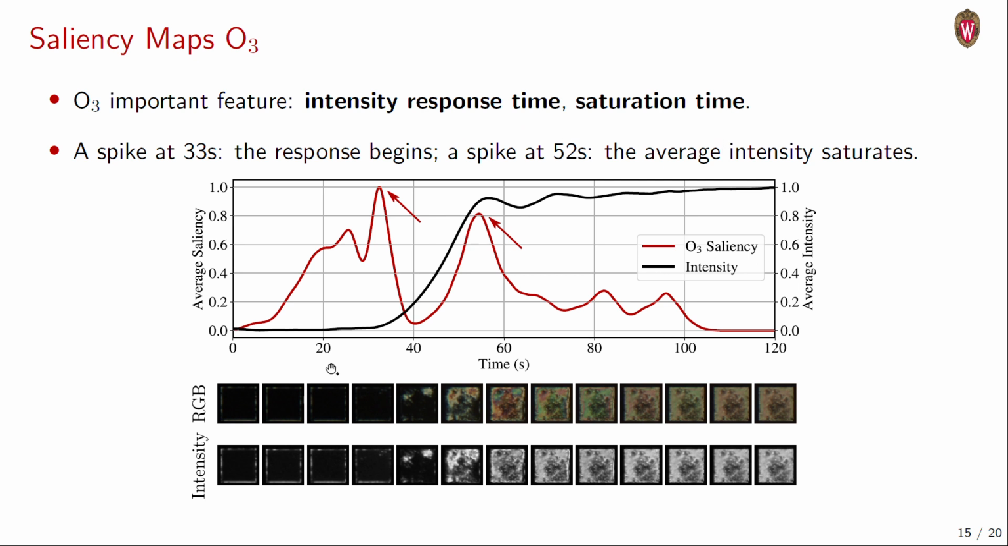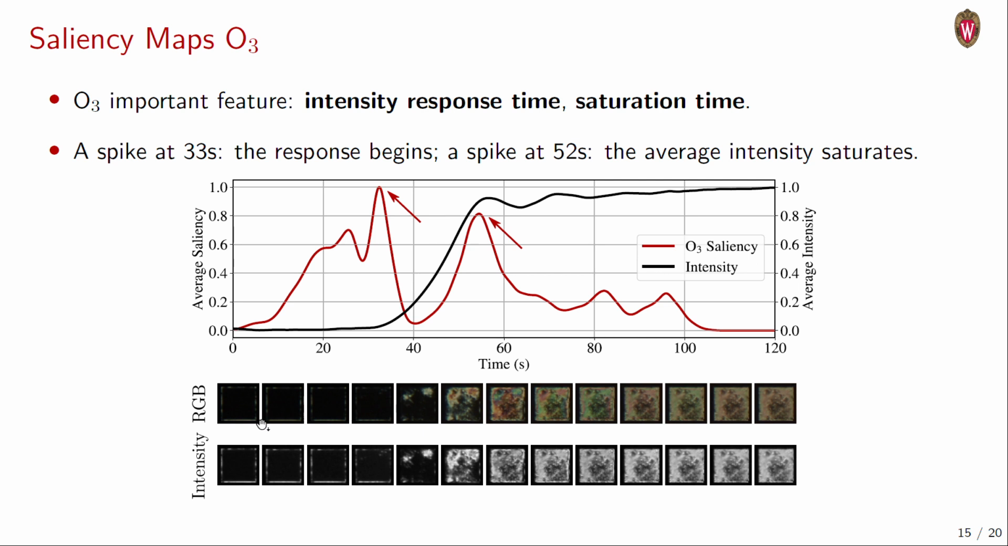It is difficult to visualize and analyze the spatial-temporal CDC map, so we average the spatial CDC to obtain the time CDC signal. We can see here that the red line represents the temporal CDC. The black line is the spatially averaged light intensity of the video along time. The higher the CDC value, the more important the corresponding time is. We observe two spikes in the CDC values. One is at 33 seconds, where the response begins. One is at 52 seconds, where the average intensity value is saturated.